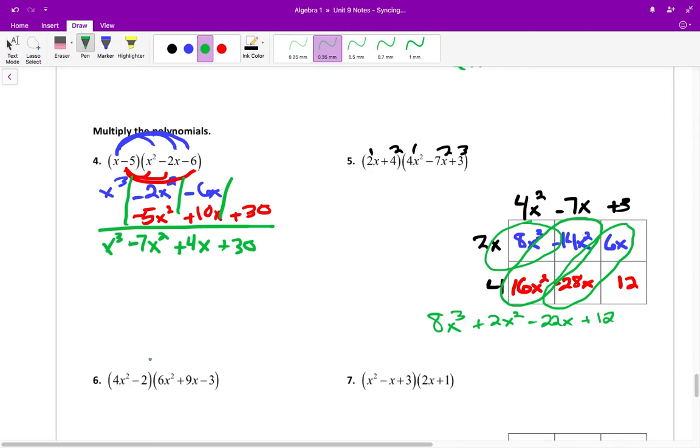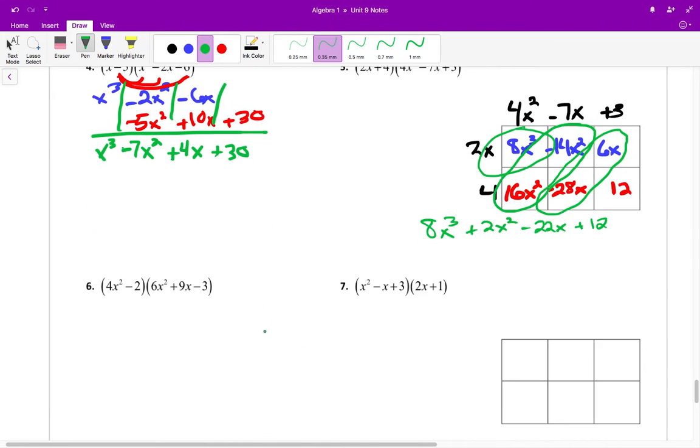So if you like the box method, it's great. Feel free to continue using it. If not, you don't have to use it. Okay, so let's see what it looks like again if you're not going to use the box method.